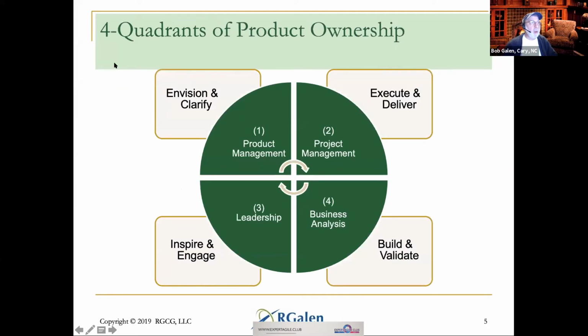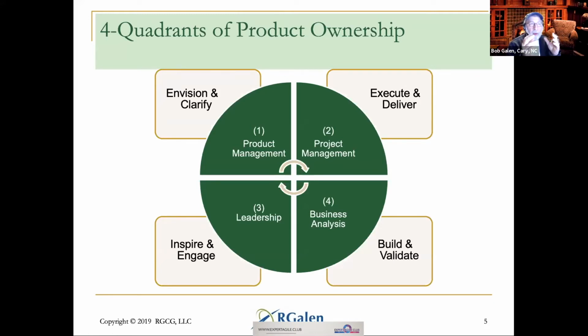Here are the quadrants. There's no magic here. There's nothing up my sleeve. It's just the way I think of the broad and the deep responsibilities of product ownership. I think quadrant 1 is product management, and I'll explain what each one is, and that's envisioning and clarifying. So I think of that as the visioning, the road mapping, the clarifying quadrant.